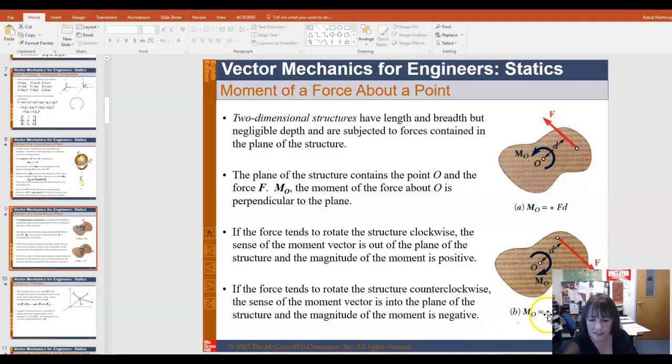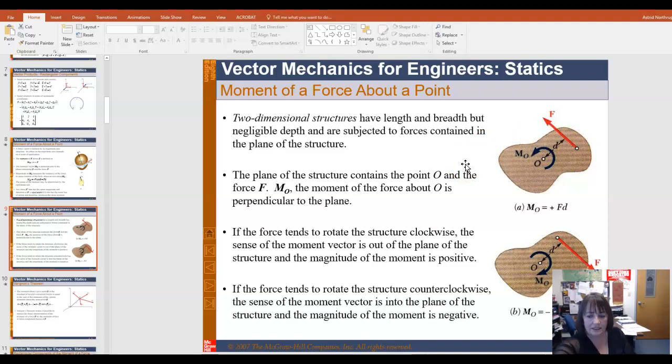So this little negative sign just indicates the negative nature of that moment. Also, another thing you might notice, this rotation is clockwise. A clockwise rotation corresponds to a negative moment using the right-hand rule, and a counterclockwise moment corresponds to a positive moment using the right-hand rule.